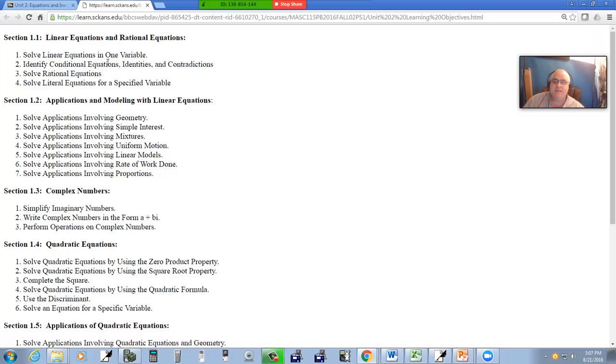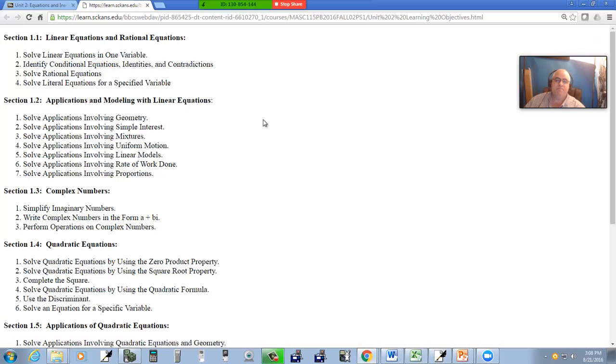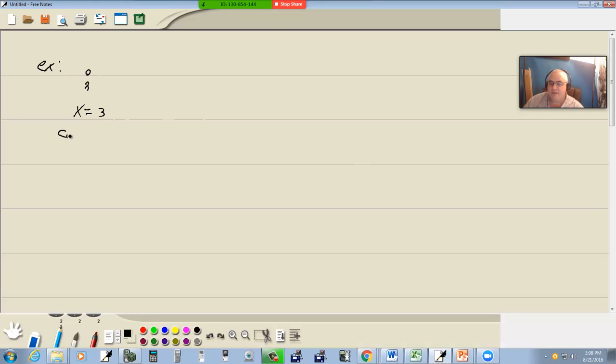And our next topic is talking about conditional equations, identities, and contradictions. That's a type of equation you're working with. If you're working a problem down and you come up with an answer, those indicate steps you can't see. So I come up with x equals 3. Of these 3 types, this is a conditional equation. Conditional means you found an answer, x is equal to 3. It means that my original equation is conditionally true whenever x is equal to 3.